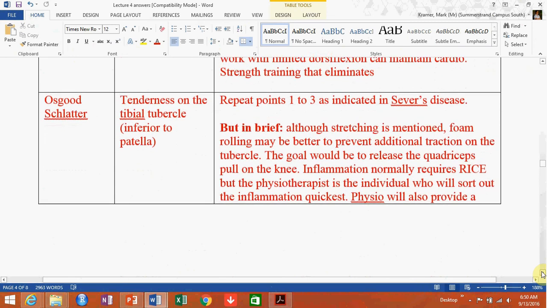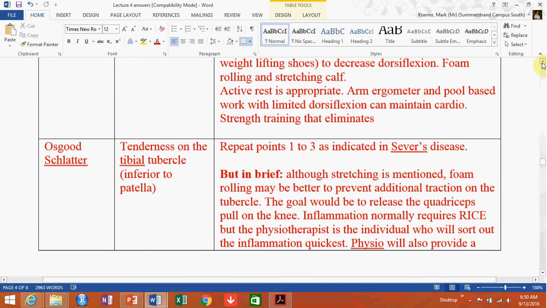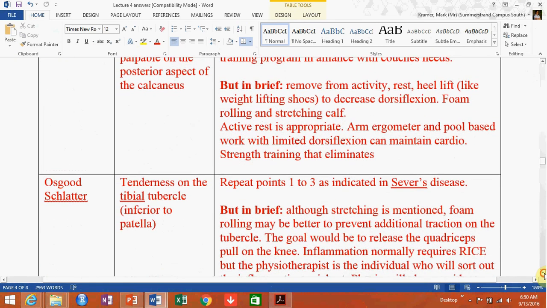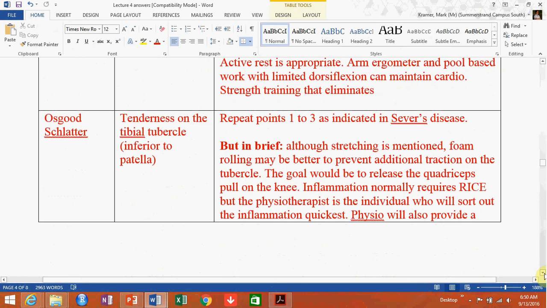Ossification, again, repeat points 1 to 3: physio, biokineticist, and making sure that you rehabilitate that person properly. So stop activity first, send to physio, send to bio, and then implement the specific rehab processes. Okay, so you can have a read through that.